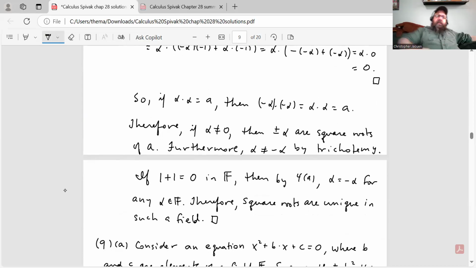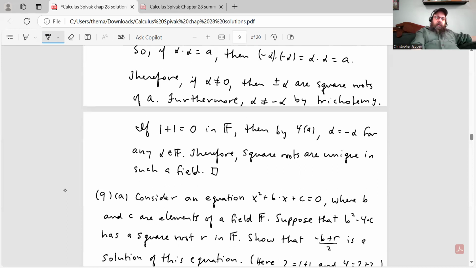So if alpha times alpha is A, then negative alpha times negative alpha is alpha times alpha, which is equal to A. Therefore, if alpha is not zero, then plus minus alpha are square roots of A. Furthermore, alpha is not negative alpha by trichotomy. So that proves the statement. But here's that caveat. If one plus one equals zero in F, then by 4A, alpha equals negative alpha for any alpha in F. Therefore, square roots are unique in such a field.